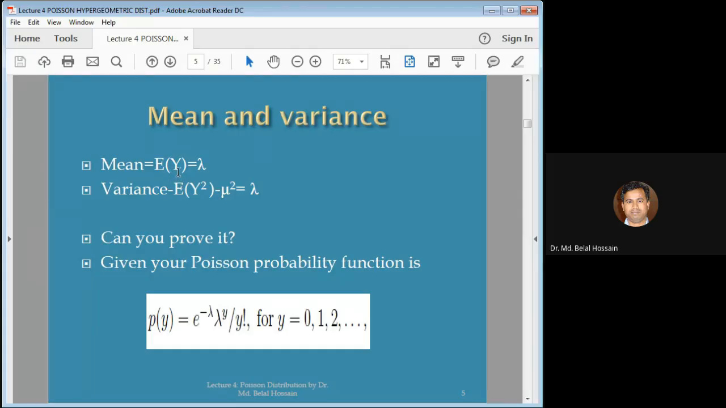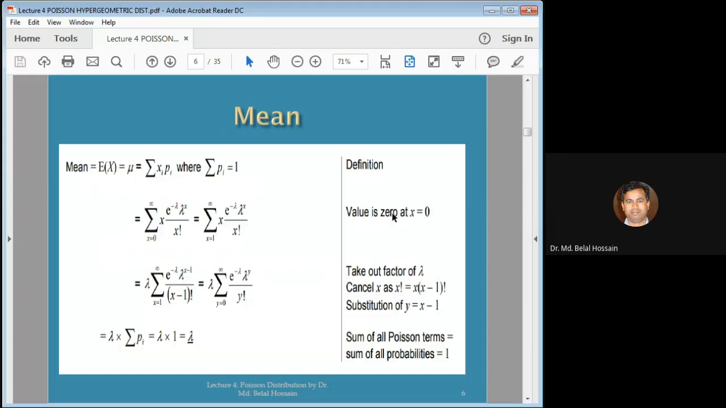That is, expected value of y equals summation, if it is a discrete distribution, summation over all y, then y into p(y), as we showed in the last class. Okay, there is a similar formula for variance. Variance is equal to expected value of y squared minus mu squared. So mean is the expected value of x or y, sometimes we say x, sometimes y.